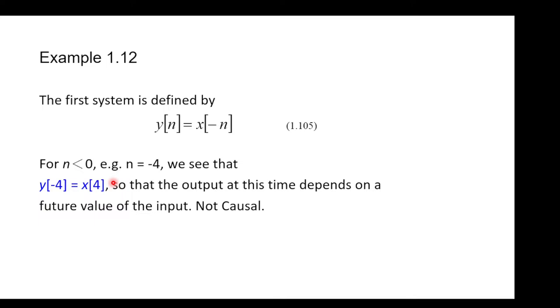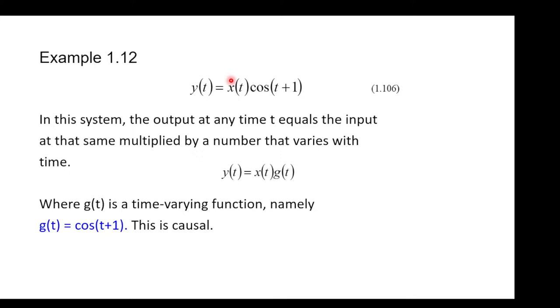The second one is more tricky, but people are very good at this. You see a t plus 1 here, but cosine of t plus 1 is just some function of t. And so how y of t depends on x of t is actually a memoryless function. So this is not only causal, this is memoryless, because y of t can be calculated just from x of t and a function of t. That function of t doesn't depend on the input; it depends on time, but not on the input.